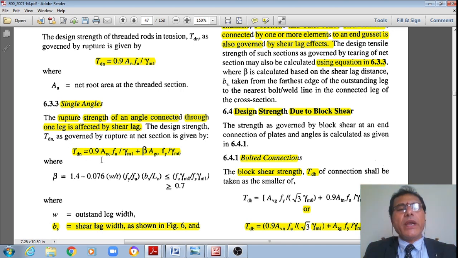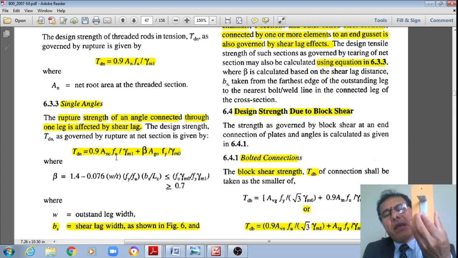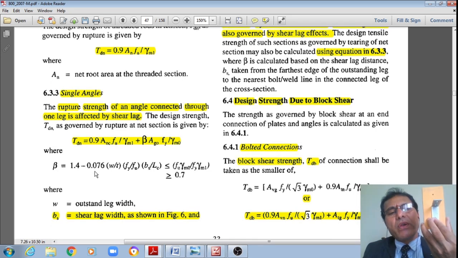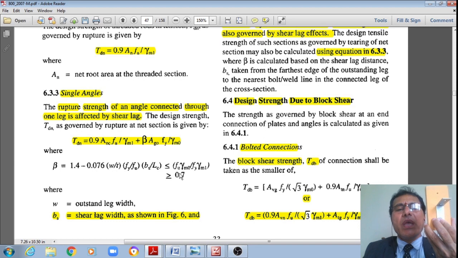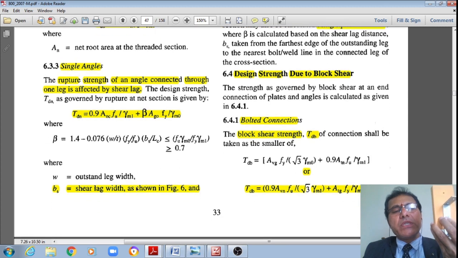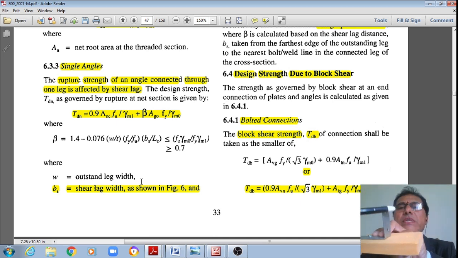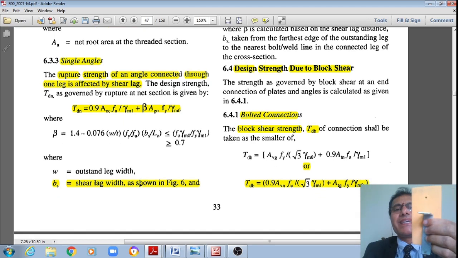Then Tdn is equal to 0.9 Anc Fu divided by gamma m1 plus beta Ago Fy divided by gamma m0, where beta is equal to 1.4 minus 0.076 (w/t)(Fy/Fu)(bs/Lc), which should be less than or equal to Fu gamma m0 divided by Fy gamma m1. However, this value of beta should be greater than or equal to 0.7, where w is the outstand leg width, this one, and bs is the shear lag width, as shown in this figure.